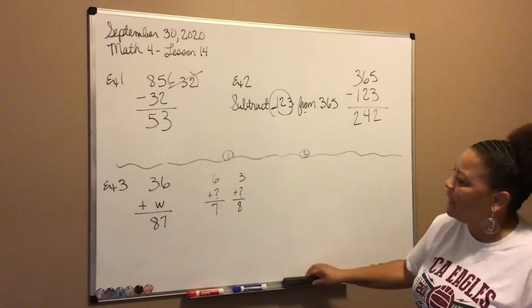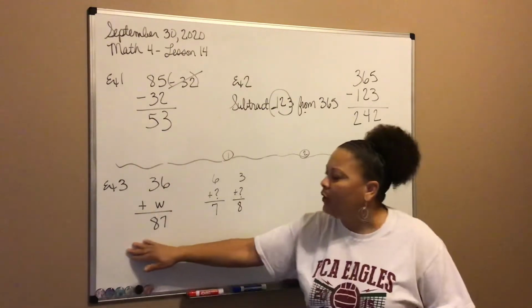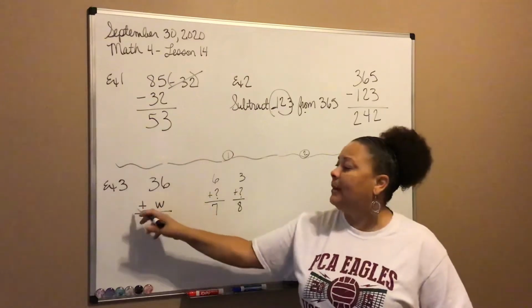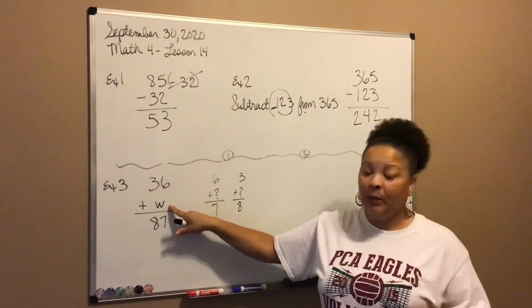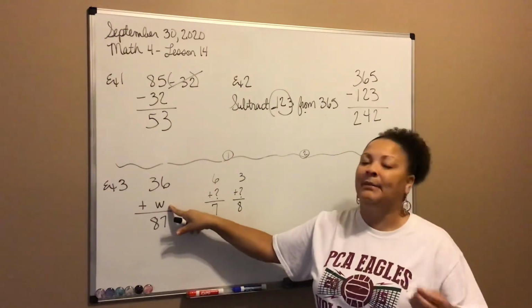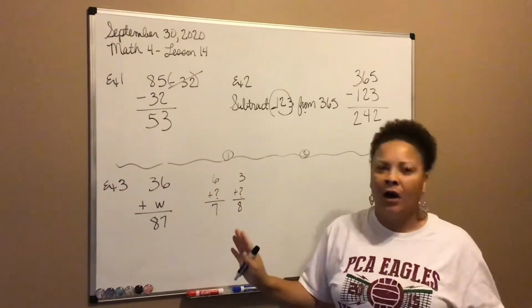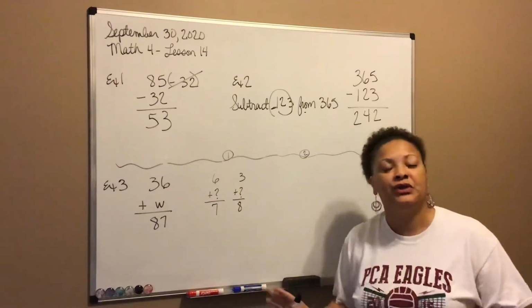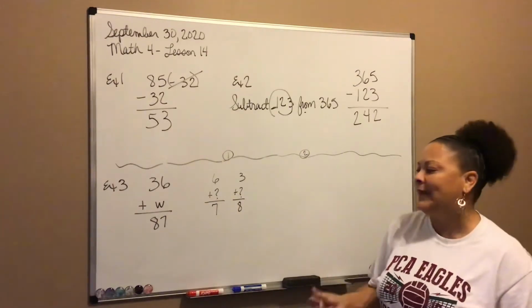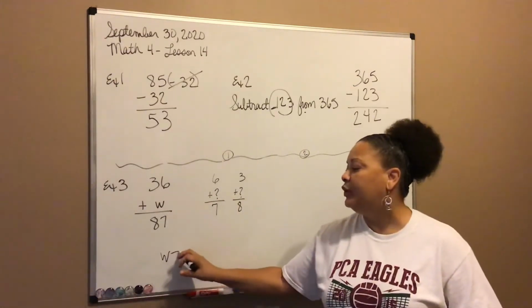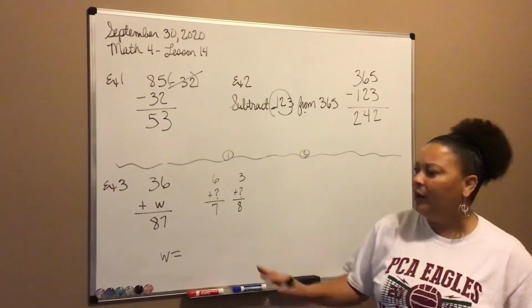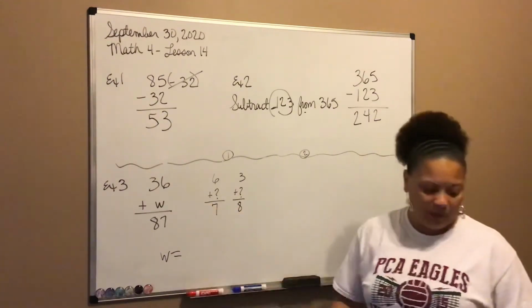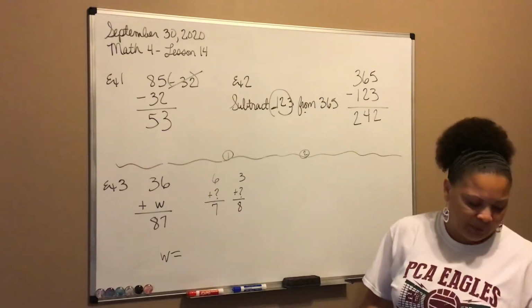In the next example, we have to find a missing number, okay? This letter W represents some missing number. It could be any letter of the alphabet at all, okay? In this scenario, they're choosing to use W. So we have to find out what W is equal to. Remember, when it gives you a letter, you want to tell me what that letter represents, okay?